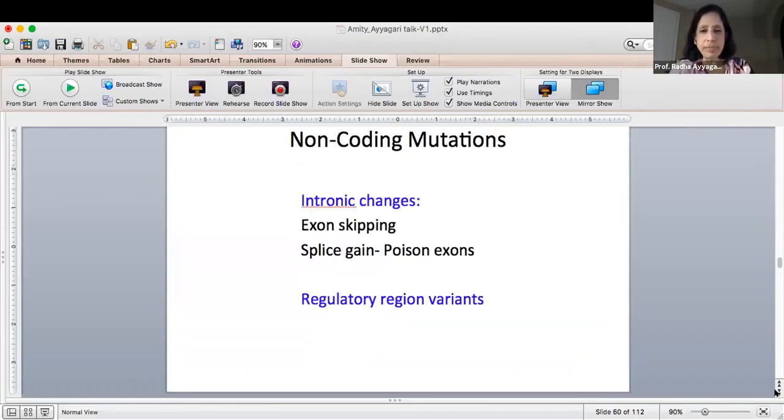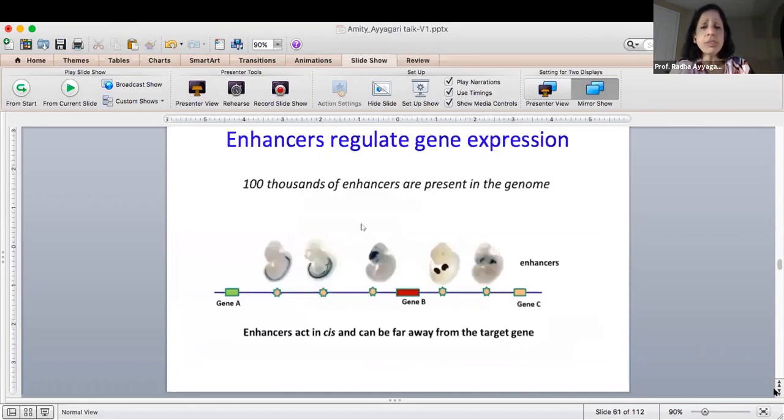I'll just give a brief example. These non-coding mutations can be intronic changes, like exon skipping, splice gain, or creating poison exons. Those are some of the standard ones and easier to find. But mutations that are present in regulatory regions are still challenging. So there are thousands of enhancer regulatory elements in the genome that regulate the expression of every single gene.